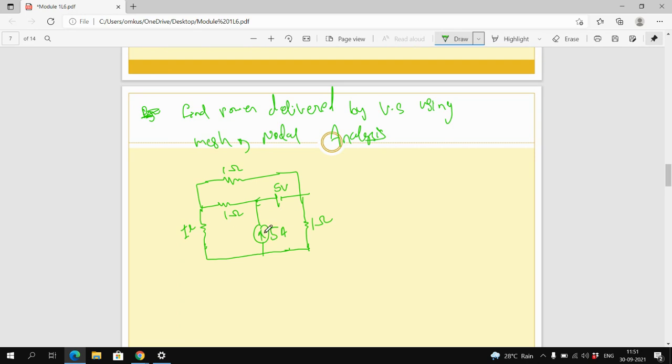Now this is the question given to you. You have to find the power delivered by the voltage source.